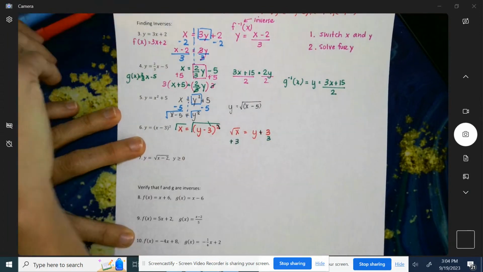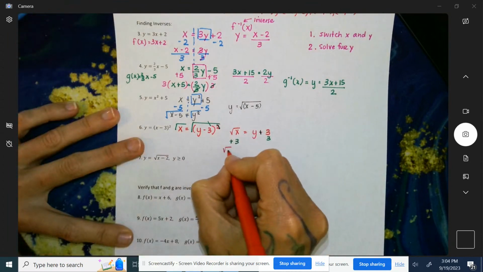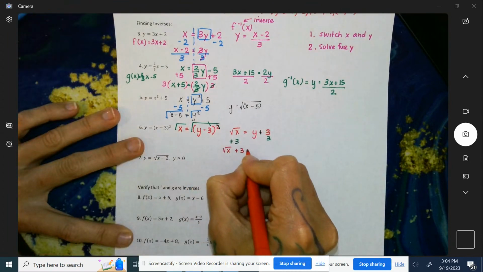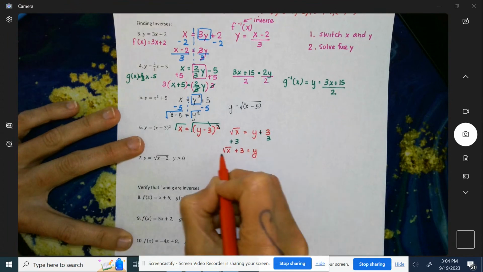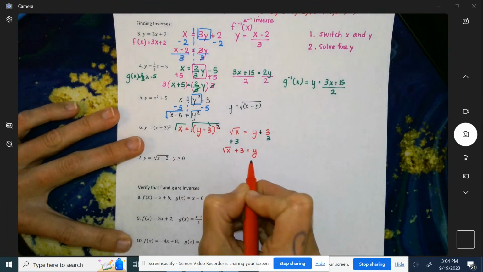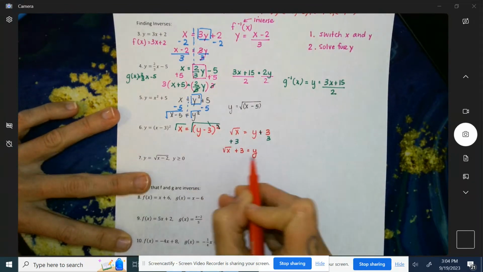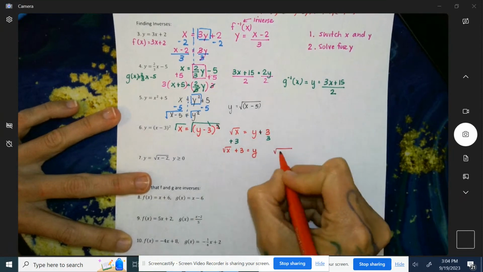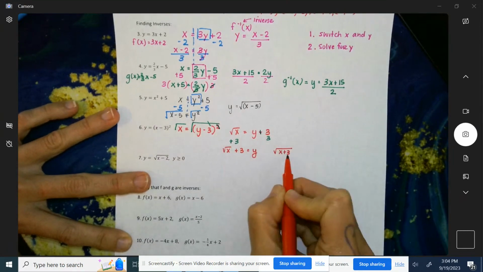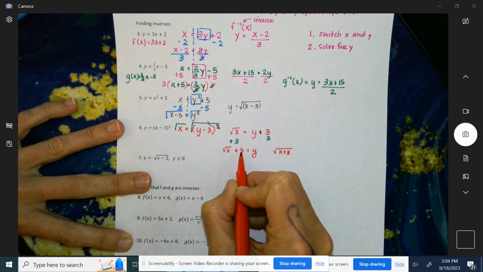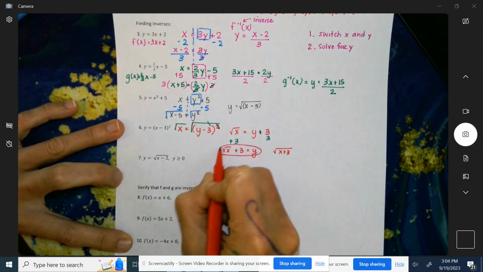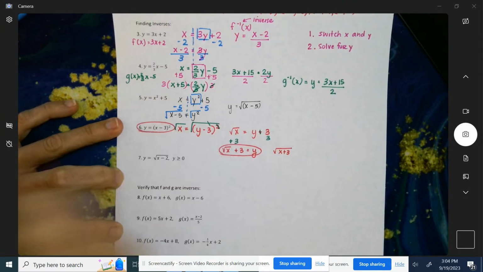This is not underneath the root bar. That's where you're going to run into some confusion. Make sure you put it in correctly into Desmos, this answer is not the same as this answer. Like I said, this is a left-right slide. This is an up-down slide. This is the correct inverse for this equation.